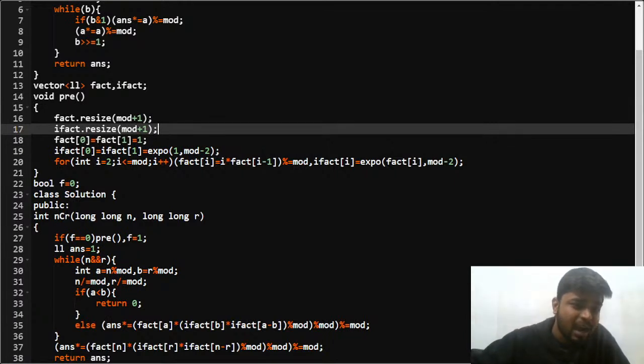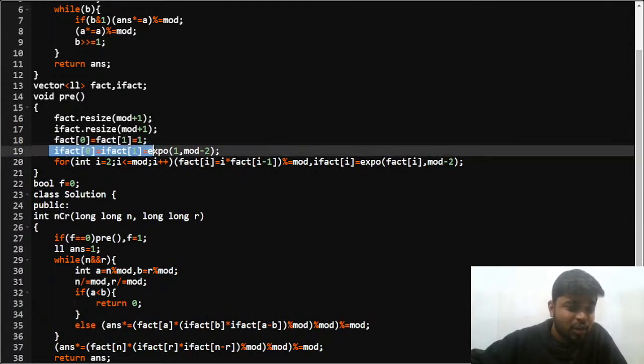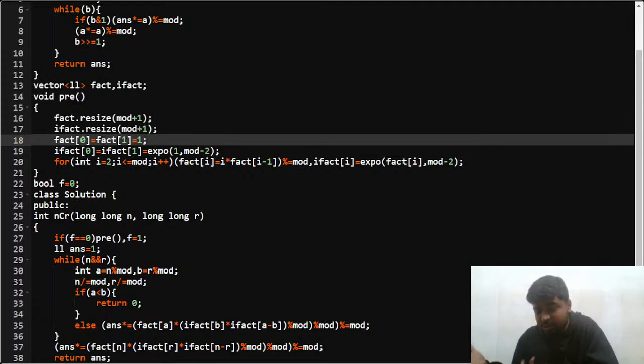Initially I'll be marking factorial of 0 as 1, factorial of 1 also as 1, and the inverse factorial of 0 and of 1 is nothing but exponentiation of 1 to the power mod minus 2. Please write clearly in the chat. Since the factorial of 0 and the factorial of 1 is 1, the inverse factorial, as I told you, is b to the power minus 1 mod m. That is the inverse factorial.